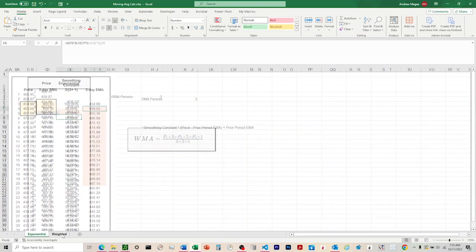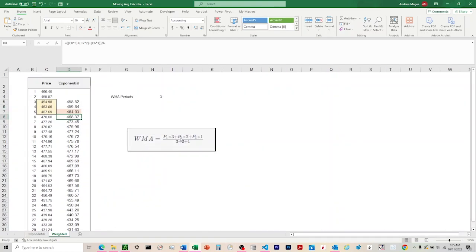And then the weighted, come over here, you can see this picture here. P1 here is the most recent stock price, and then P2 is the day before.